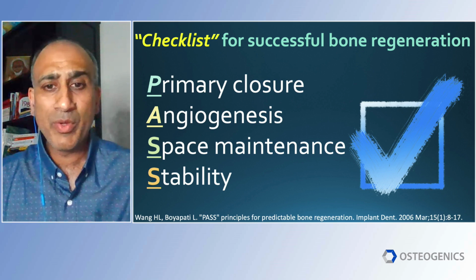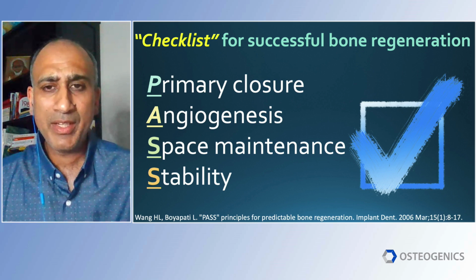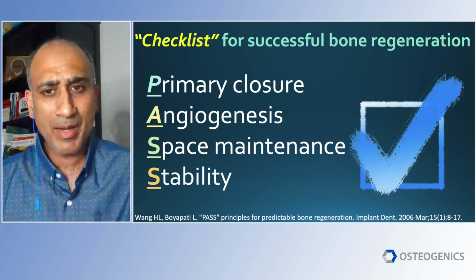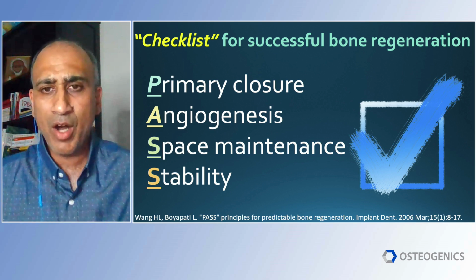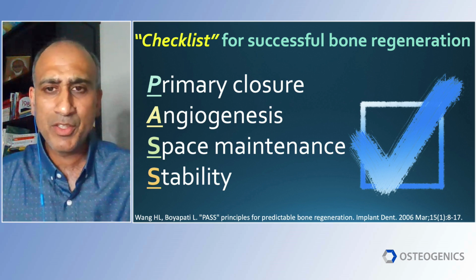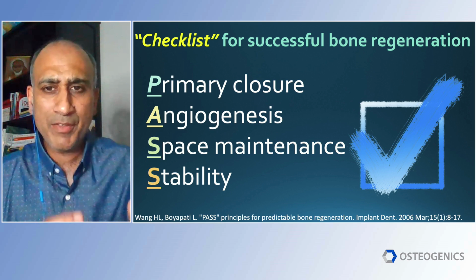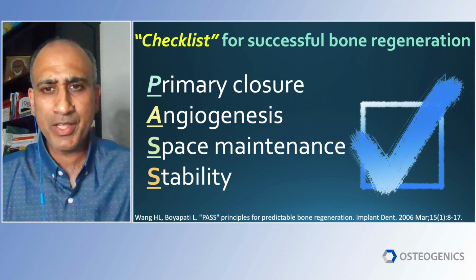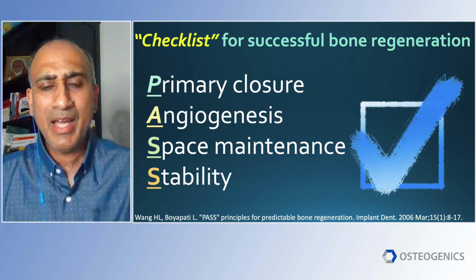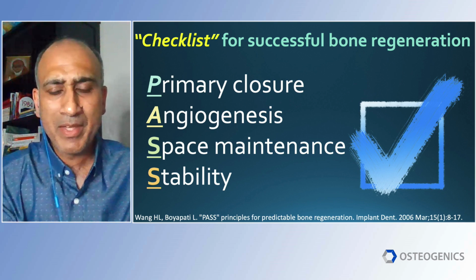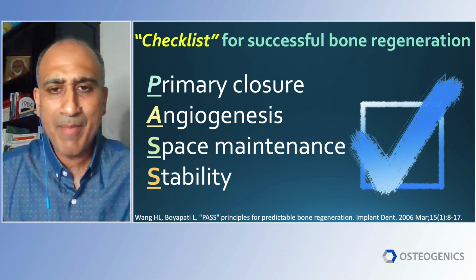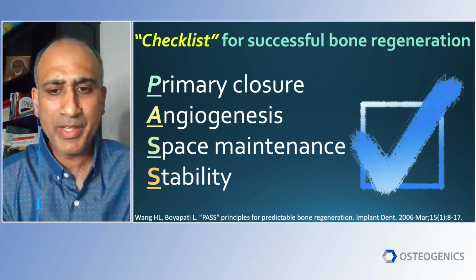As I mentioned earlier, we need space maintenance, and that we can get with our particulate bone grafts covered up with our membrane. And then we want this entire complex to be stable, because if there's movement, then that will create enough space for epithelial and connective tissue cells to get into that area, and we get healing by repair, i.e. long junctional epithelium. And that will definitely compromise the amount of bone that's regenerated.